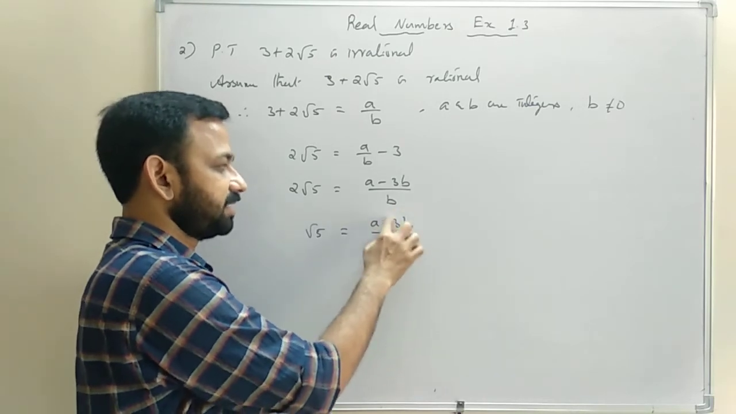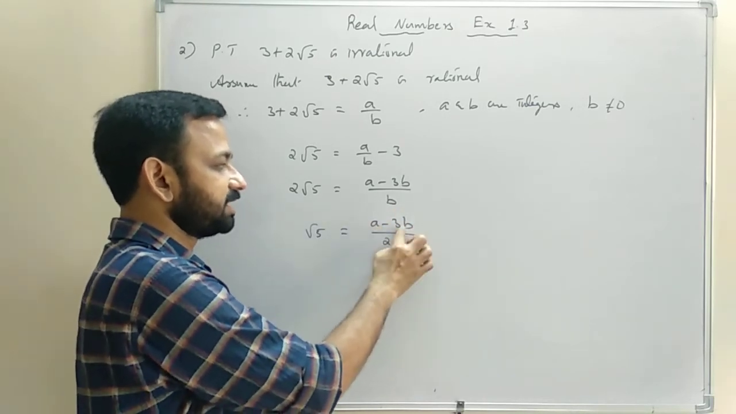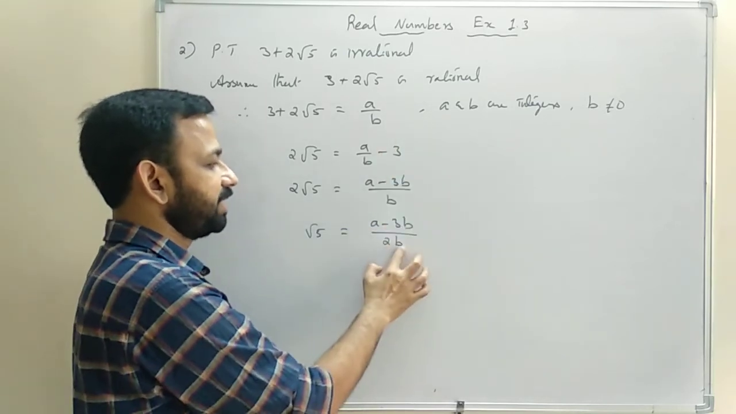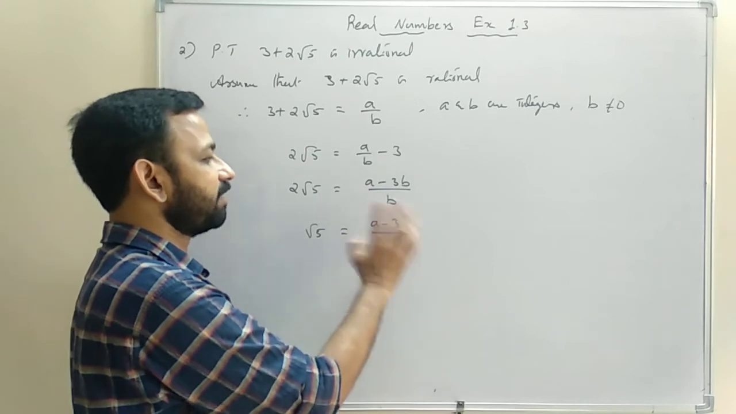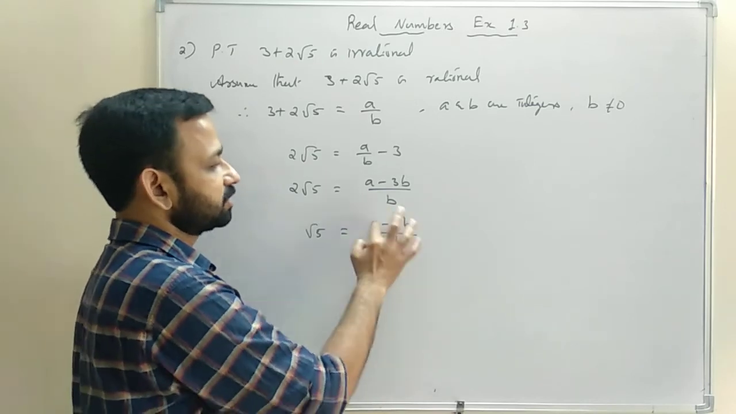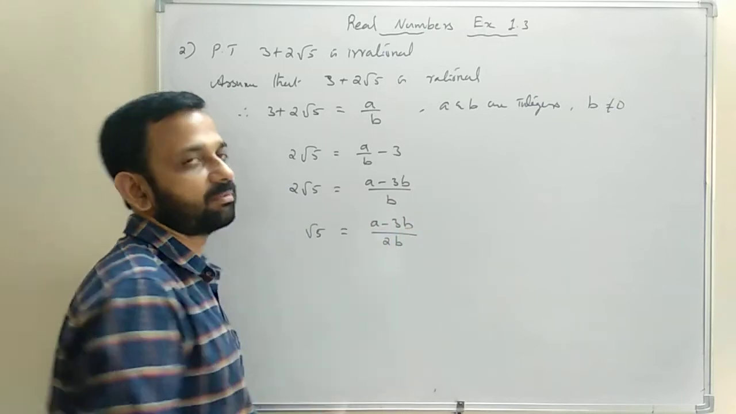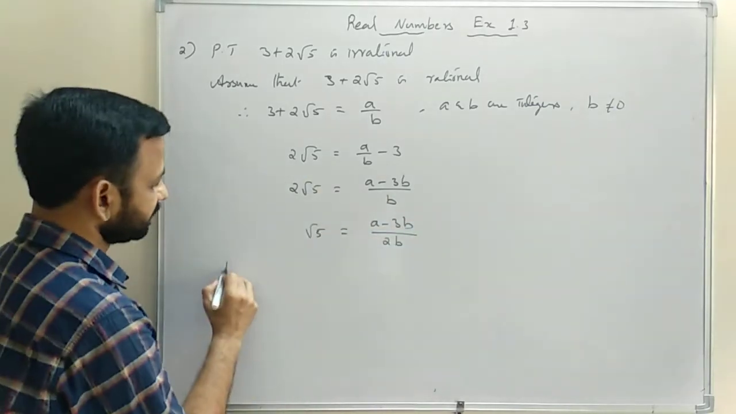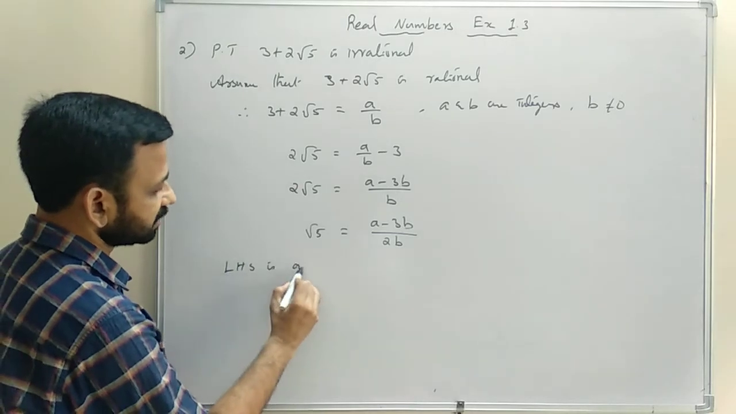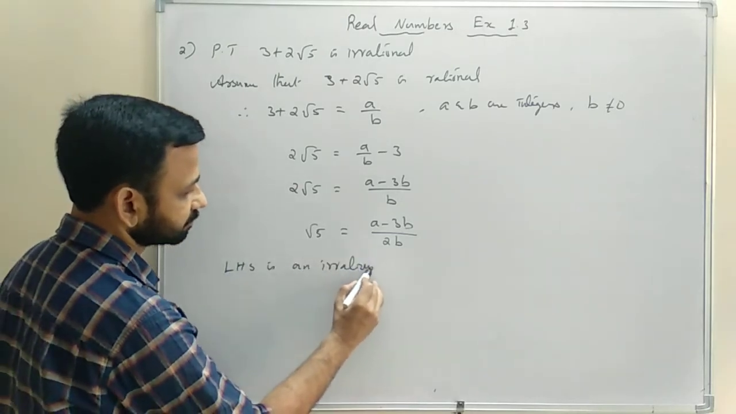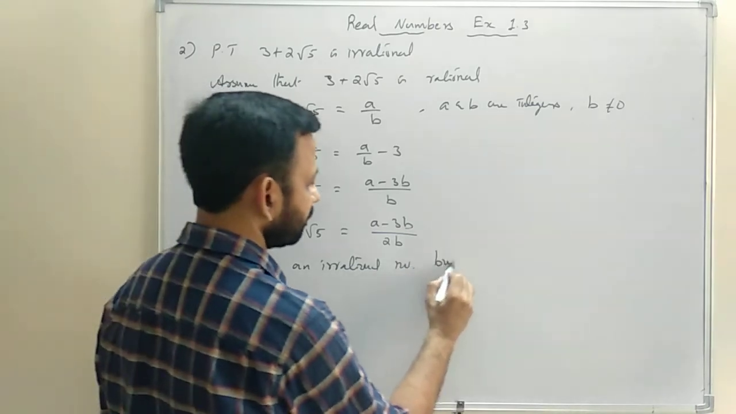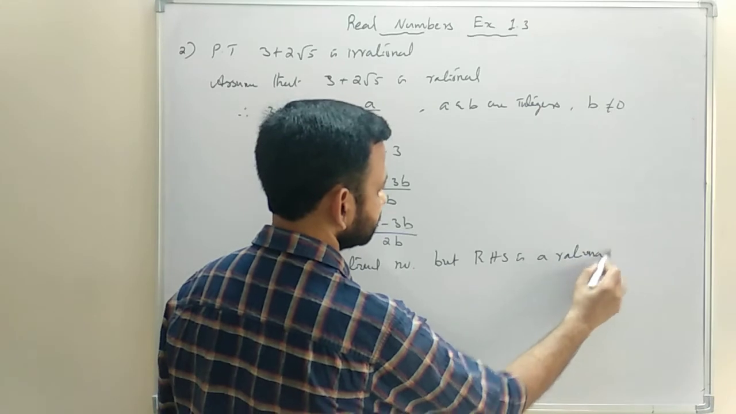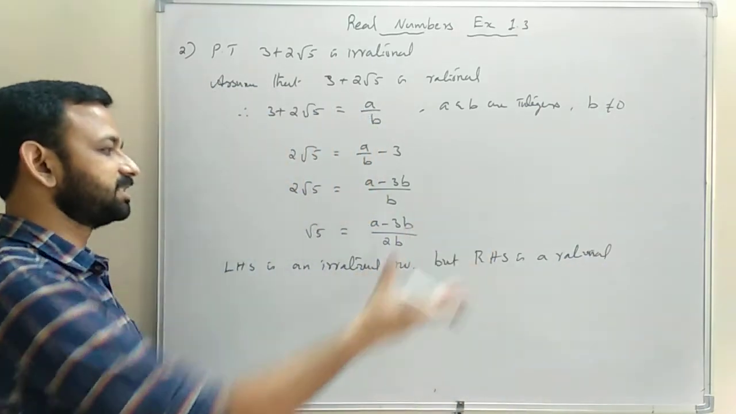A is an integer, 3 into b is another integer, integer minus integer is again an integer. Divided by 2b, b is an integer, 2 into b is another integer. So in the numerator we have an integer, and the denominator is also an integer. So integer upon integer, p by q form. So that is a rational number, but LHS is irrational. So LHS is an irrational number, but RHS is a rational number.